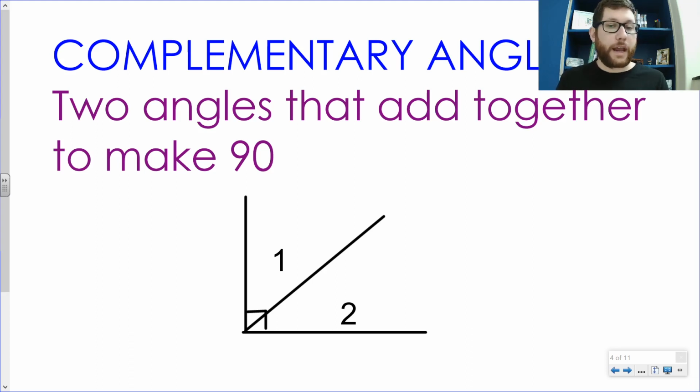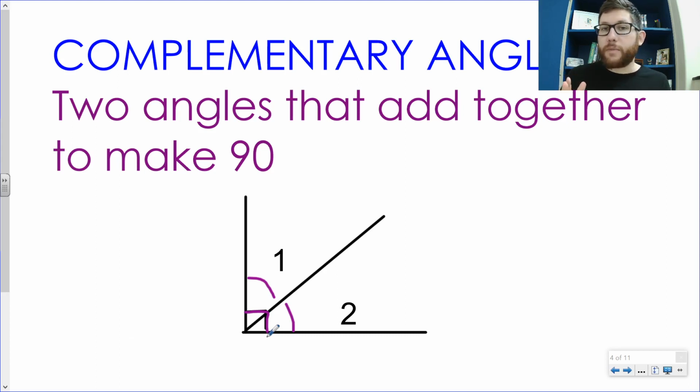So complementary angles are 2 angles that add together to make 90 degrees. So I've got angle 1 and angle 2 here. And notice that if I add angle 1 with angle 2, I end up making 90 degrees. Together they make 90. A common place where kids get confused here is they think that one of the 2 angles has to be 90 degrees. No, we want them to add up to 90 degrees. So they should each be less than 90 degrees, but together they should make 90 degrees.